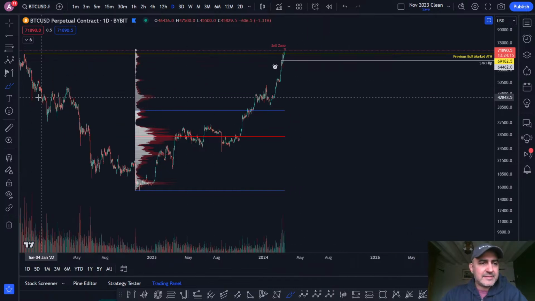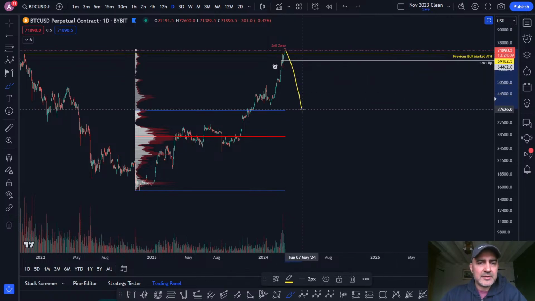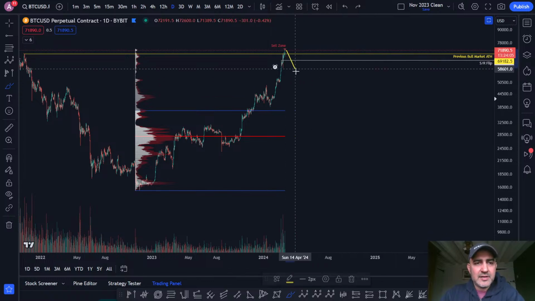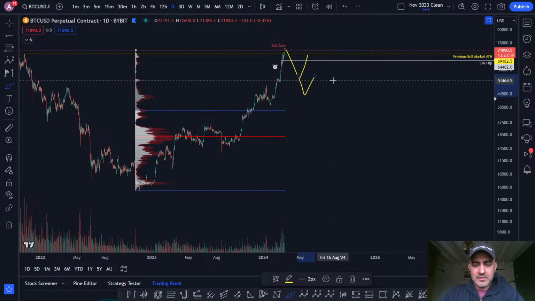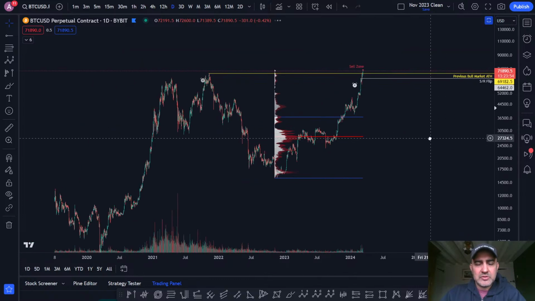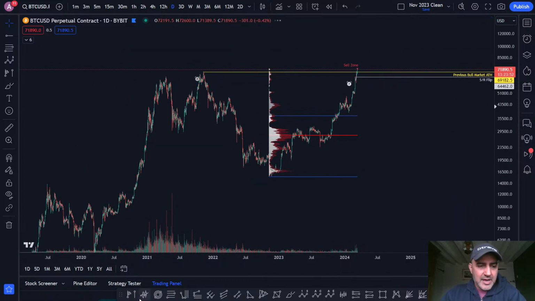For the price to go down, how is it going to go down? Is it just going to crash down? And how long is it going to take, because you've got these nodes that are going to offer support every single time. So just bear that in mind. That's number one. Number two, I can do some other things.